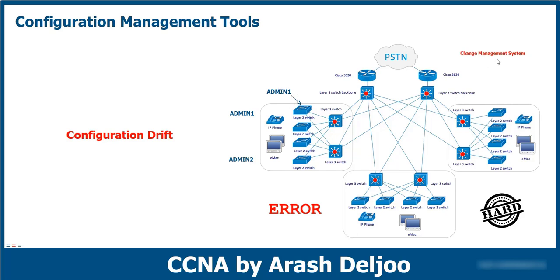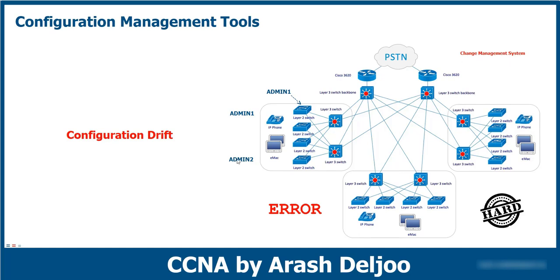Assume that on this switch admin 1 is doing some configuration, and normally admin 1 should reflect this configuration in the change management system, but because of the many tasks that this admin now has, the update of the change management system may be delayed to another time. But finally admin 1 forgets to update the change management system, and this configuration change doesn't get reflected there, and in the change management system we don't have the latest configuration.